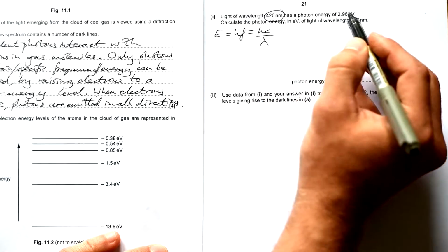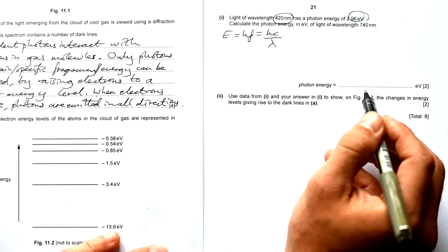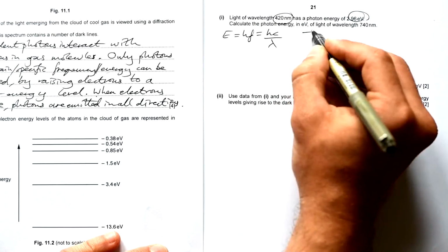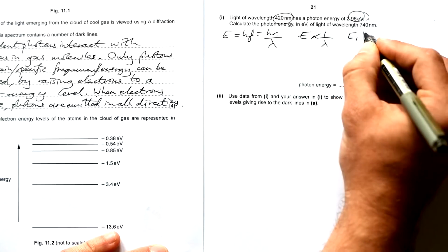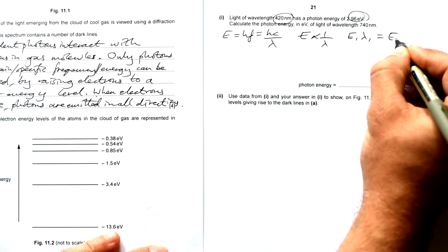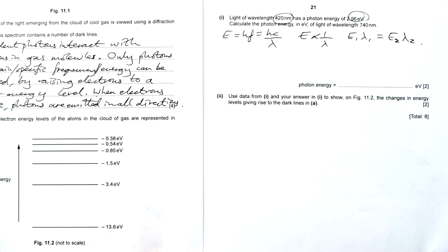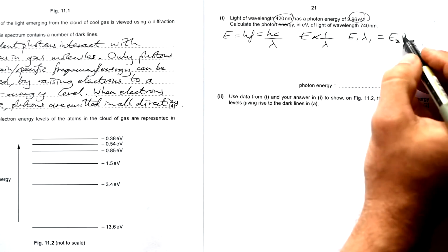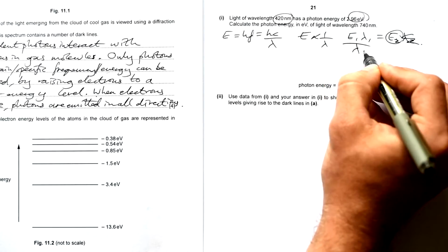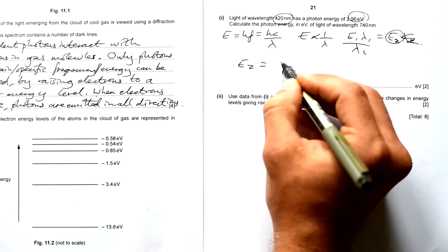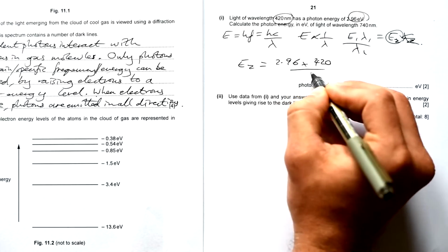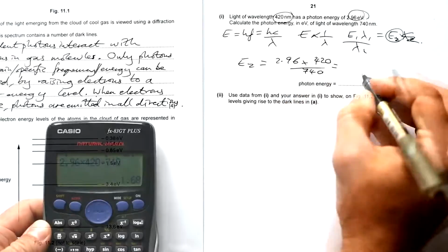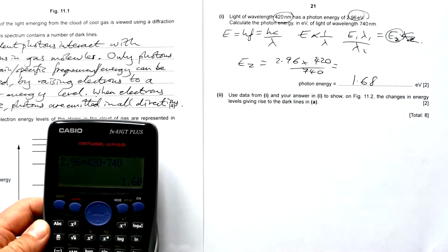Or we can just say, look, we've been given one wavelength and an energy already, so we can say that energy is proportional to 1 over the wavelength. So we can say that E1 lambda 1 equals E2 lambda 2, and we can just keep all our numbers as nanometers and electron volts. We're looking for energy 2, so let's put this over the other side. So the energy 2 ends up being 2.96 times 420 divided by 740. And that gives us 1.68 electron volts.